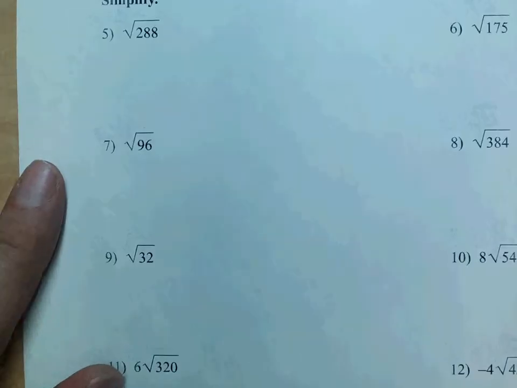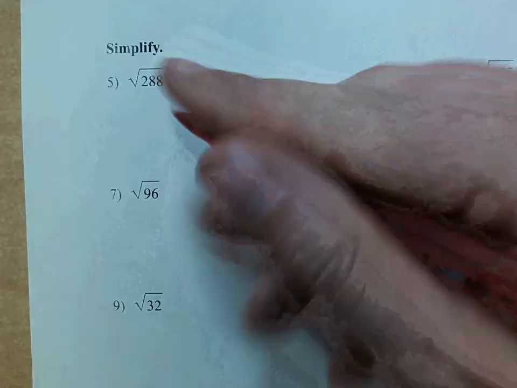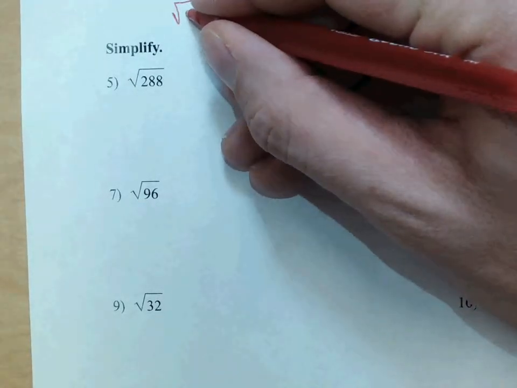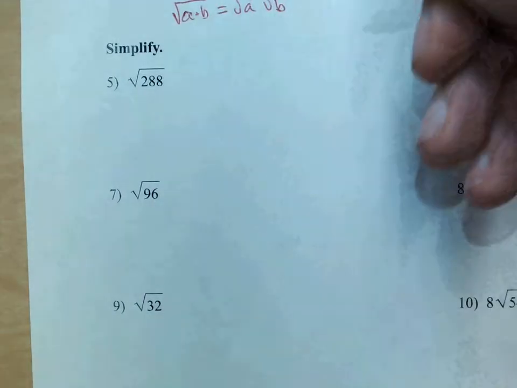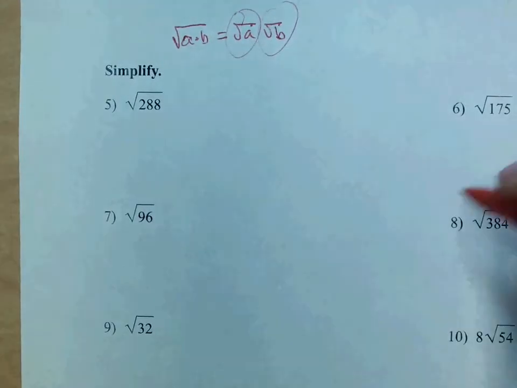All right, let's look on the back. We're supposed to be simplifying radicals. So I'll do a couple. To simplify a radical, we're making use of the fact that if you have the radical of a times b, that's equal to radical a times radical b. And we're going to use that to simplify it.